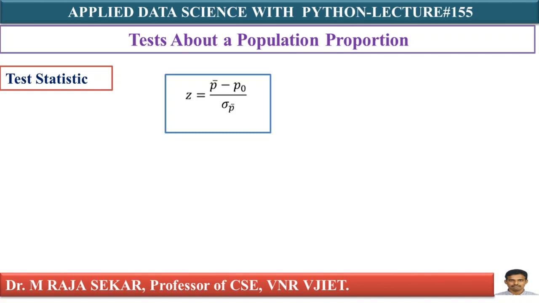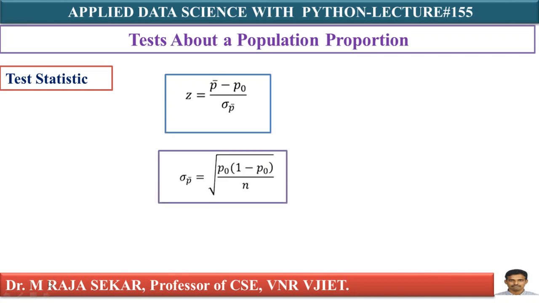This is the test statistic. What is my test statistic? Z equal to P bar minus P naught divided by sigma P bar. What is my sigma P bar? Under root of P naught into 1 minus P naught by n. What is P bar here? This P bar is the sample proportion, that you must understand.